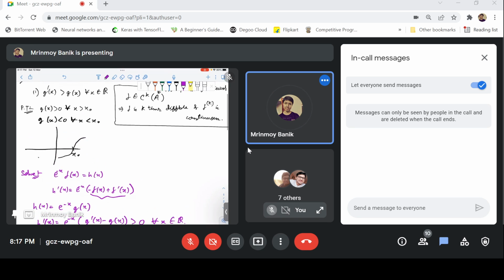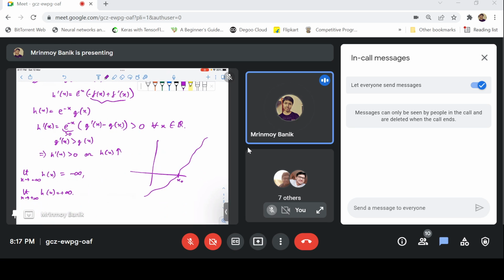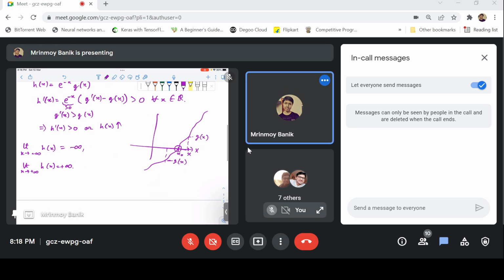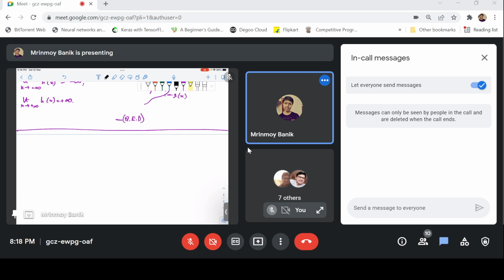Okay, so now it's obvious. This is the point of intersection with the x-axis. So anything to the right of x naught will have a positive value of gx, and anything to the left will have a negative value of gx. So it's more or less proved. So moving on to the next question.